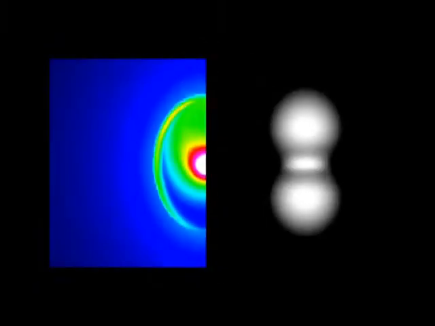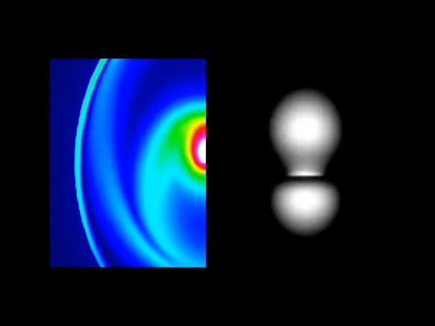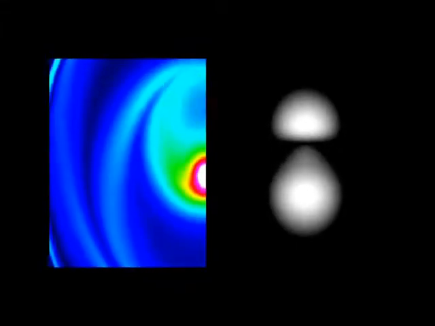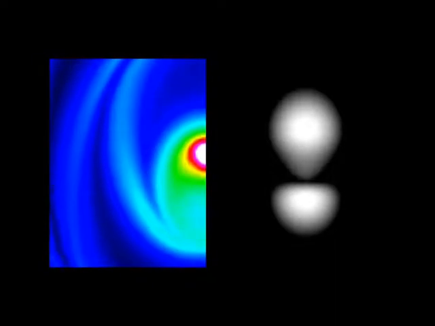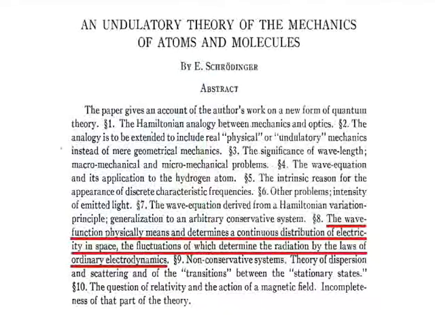We end up with a picture that looks very much like a little antenna with oscillating electric charge, which, according to classical electromagnetic theory, would emit a light wave at the oscillation frequency. This is why Schrödinger was led to conclude, "The wave function physically means and determines a continuous distribution of electricity in space, the fluctuations of which determine the radiation by the laws of ordinary electrodynamics."